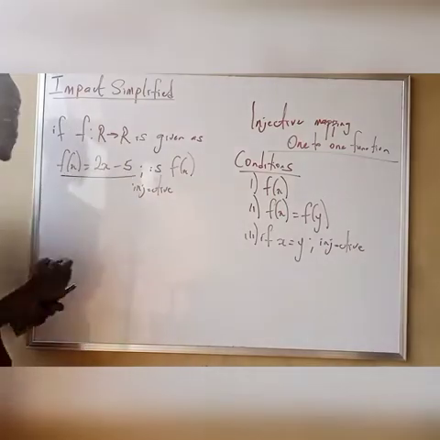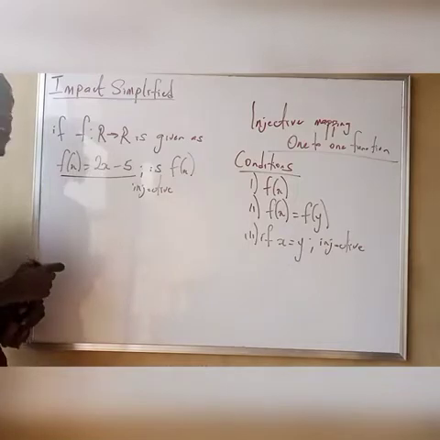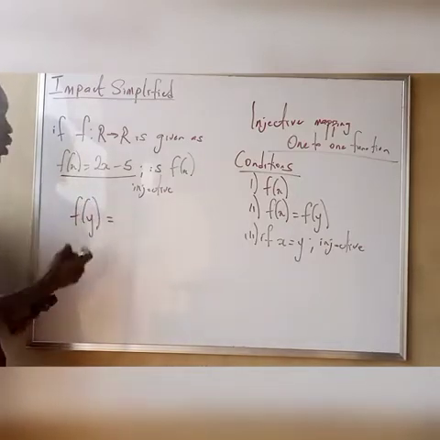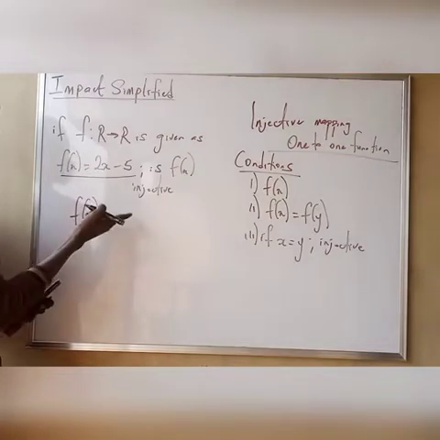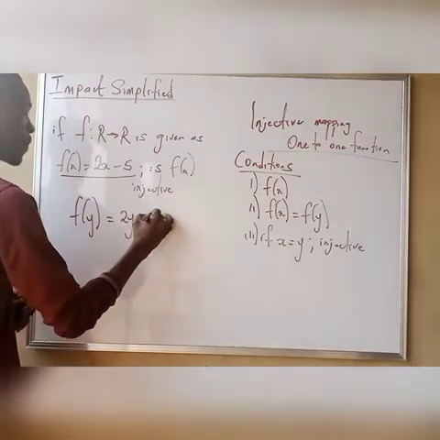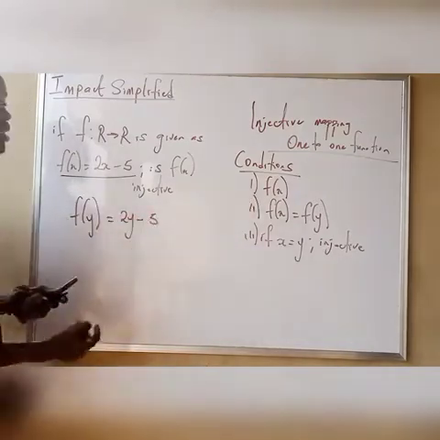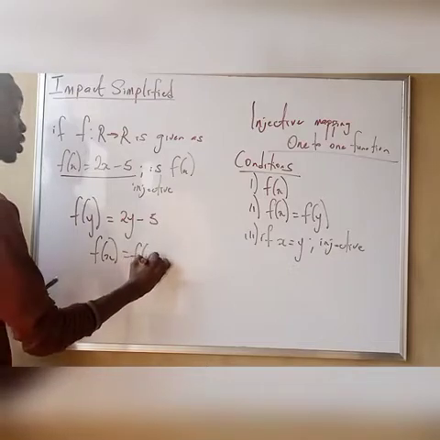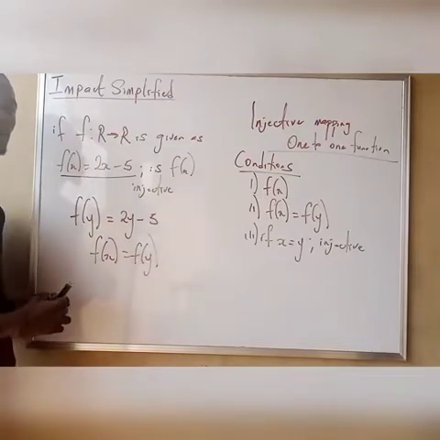They gave us f of x, and we have said it, if you have f of x, what will you do? You get your f of y. And what is f of y? Anywhere you are seeing x, you put your y there. So that means we are going to change this to 2y minus 5. And what is the second condition? The second condition says we should equate our f of x to f of y.